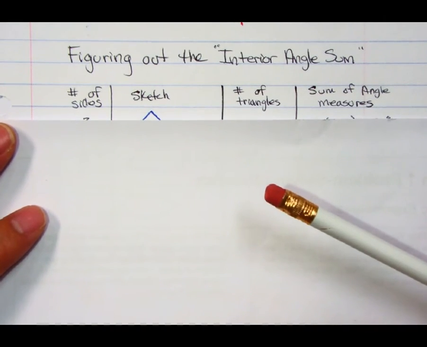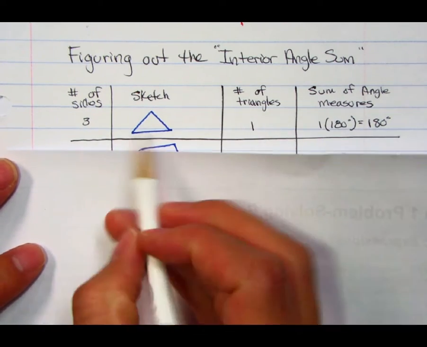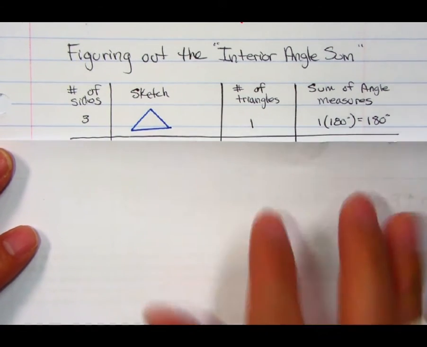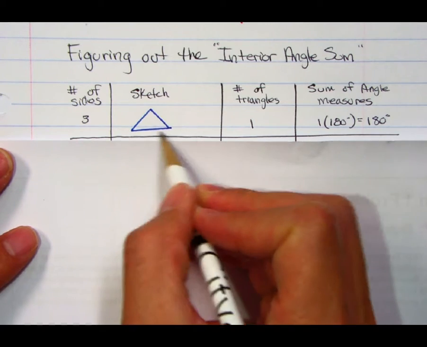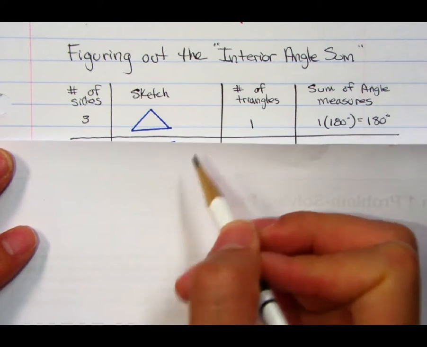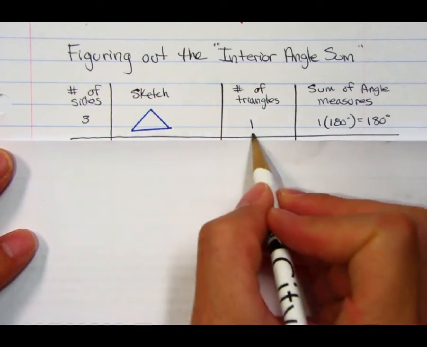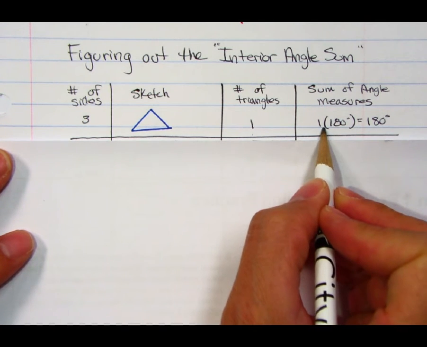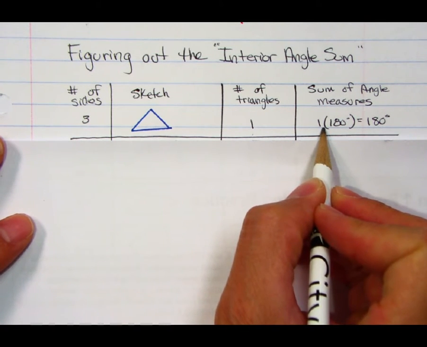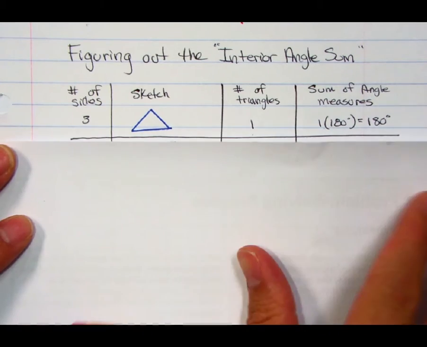So we're going to use that whole idea of a triangle, right? Number of sides. This is a polygon, right? It's closed up, and the line segments meet at the edges. And I know that's one triangle, and I know that a triangle is made up of 180 degrees. So that's going to help me for the rest of my answers.